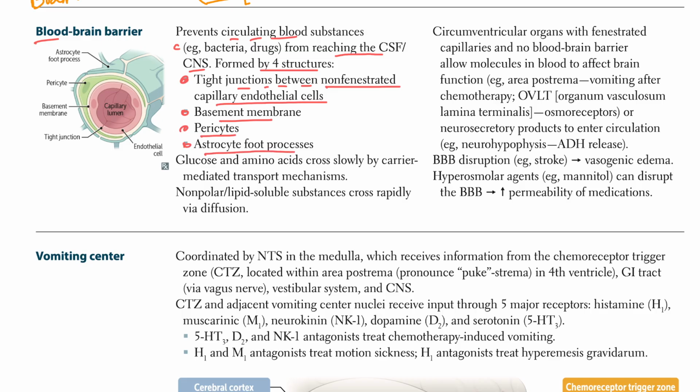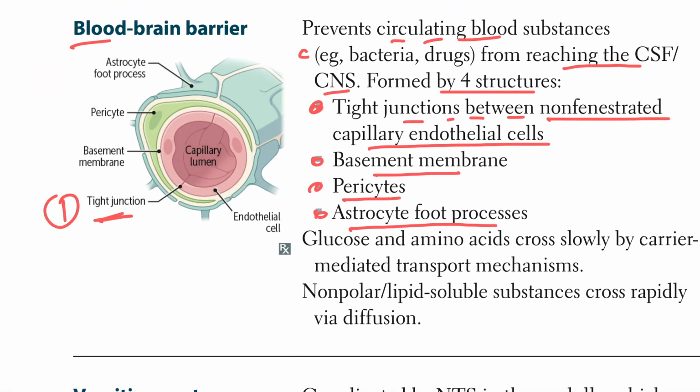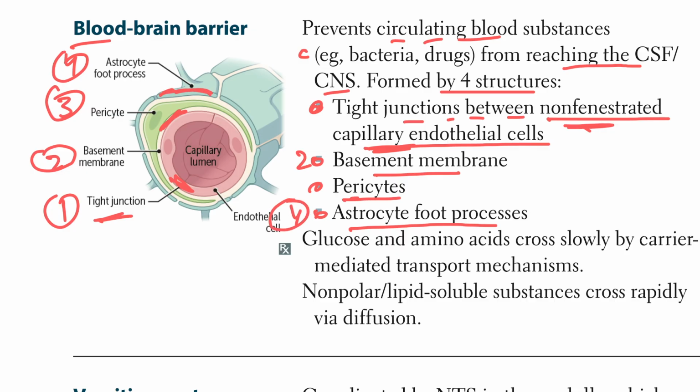So let's take a look at this picture. First of all, we have a tight junction. Here's the tight junction between the non-fenestrated capillary endothelial cells. Second, we have a basement membrane. Look here, the basement membrane on which these endothelial cells sit. Third are these pericytes. Pericytes are also present. The fourth is the astrocyte foot processes. Okay.